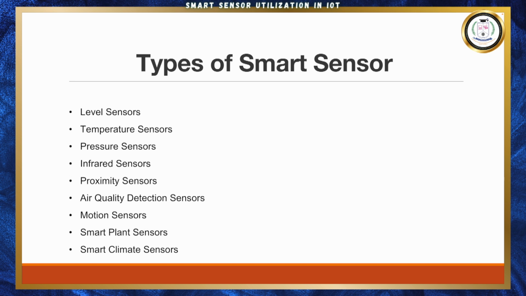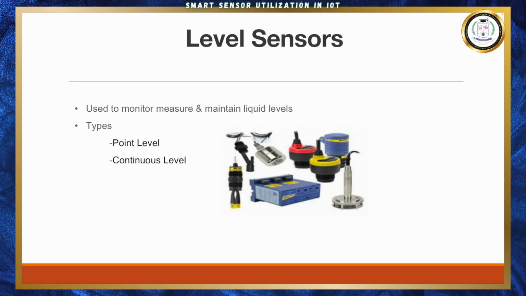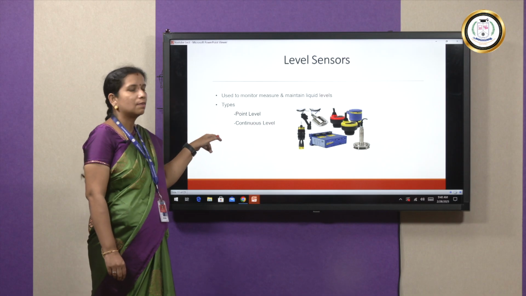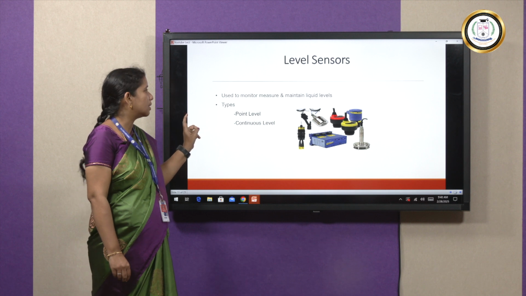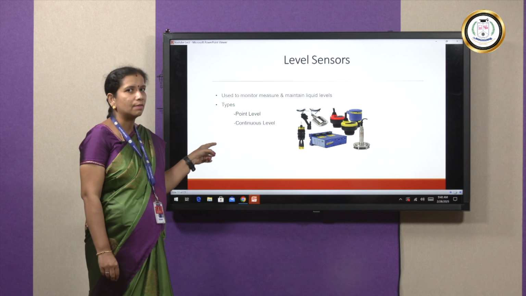These are the different types of sensors. We have level sensors, temperature sensors, proximity sensors, pressure sensors, etc. We are going to see them one by one. The first one is the level sensor, which is used to monitor the level of a liquid. Again, we have two types of level sensors: one is the point level sensor and the other is the continuous level sensor.